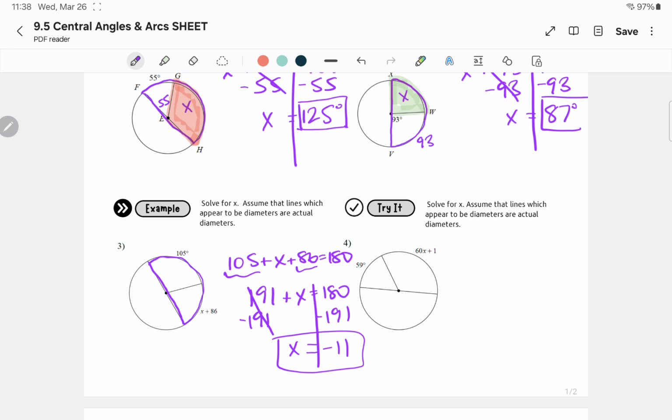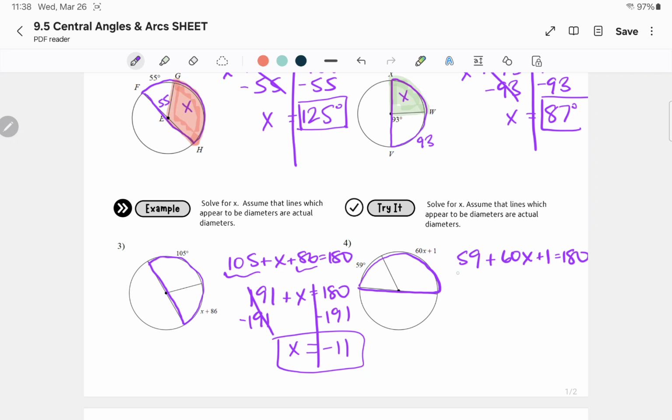So go ahead and pause the video, try number 4 on your own. All right, so hopefully we set it up as 59 plus 60x plus 1 is equal to 180. Again, how did I know that? Because this is a semicircle. So I know this pie piece, plus this pie piece is equal to that whole thing of 180, okay?